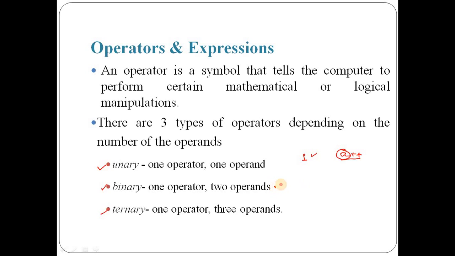Similarly, if I require two operands in my expression, then those types of operators are binary. Plus is an operator which requires two operands. That's why plus is binary. In ternary, we require three operands. For an operation to be performed, we require three operands.